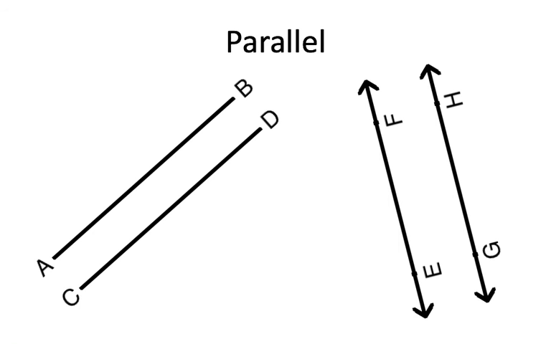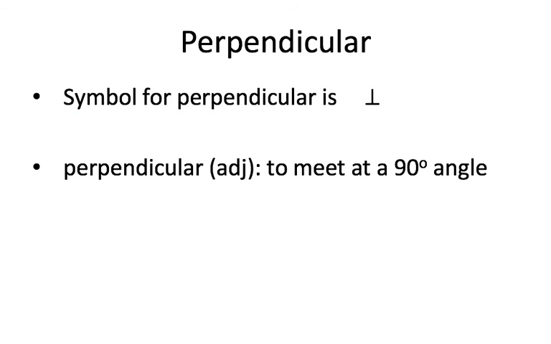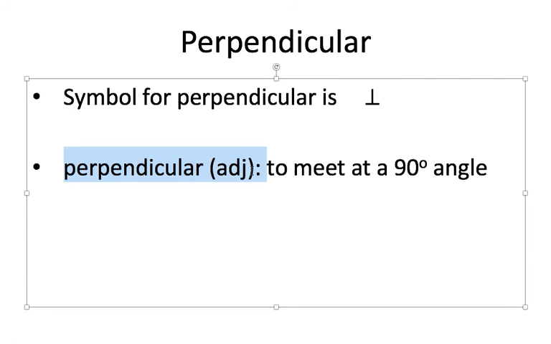Okay. The next notation I want to talk about is for perpendicular. Perpendicular means that the two things will meet at a 90-degree angle or a right angle. This right here is the symbol for perpendicular. Let's show some examples of perpendicular.